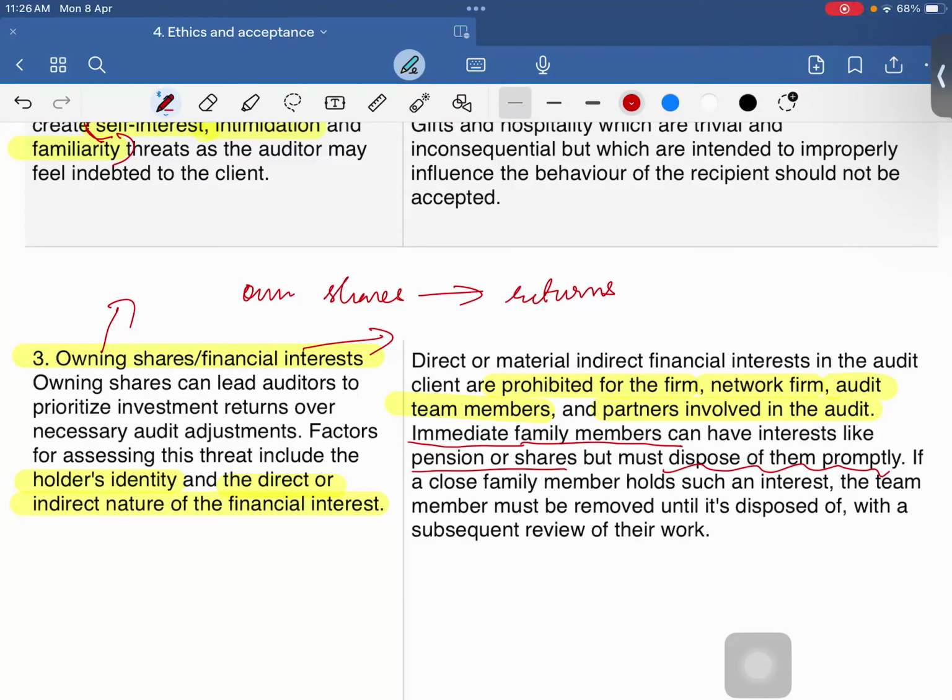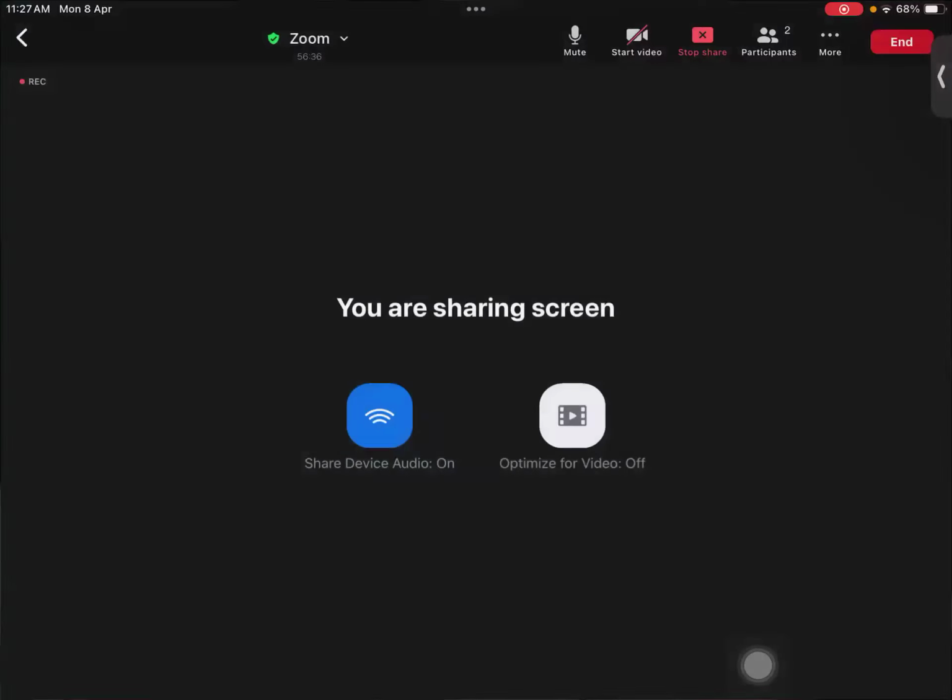Now, suppose your close friend or family member holds that interest. Then you are not allowed to do the audit of that particular client company until that friend or family member disposes of that share. And this is followed by an independent review of the work done by that particular auditor. So we would stop here.